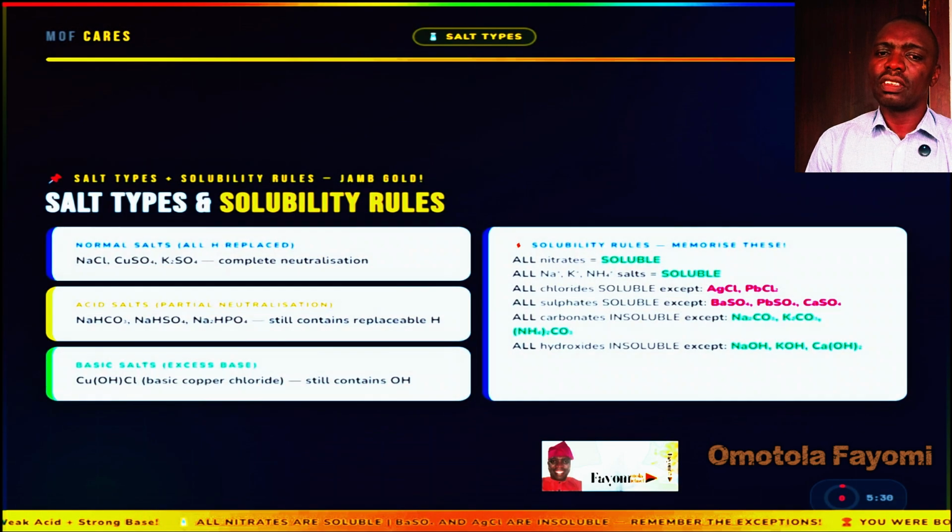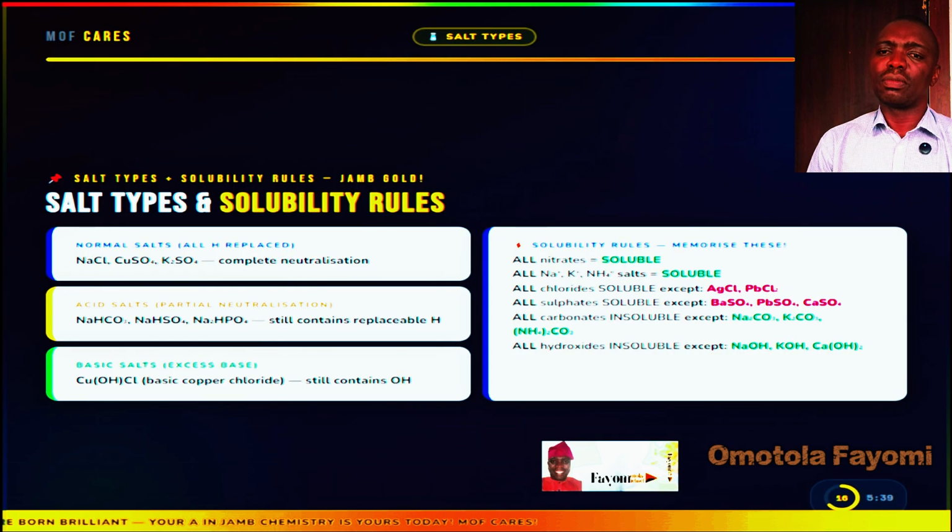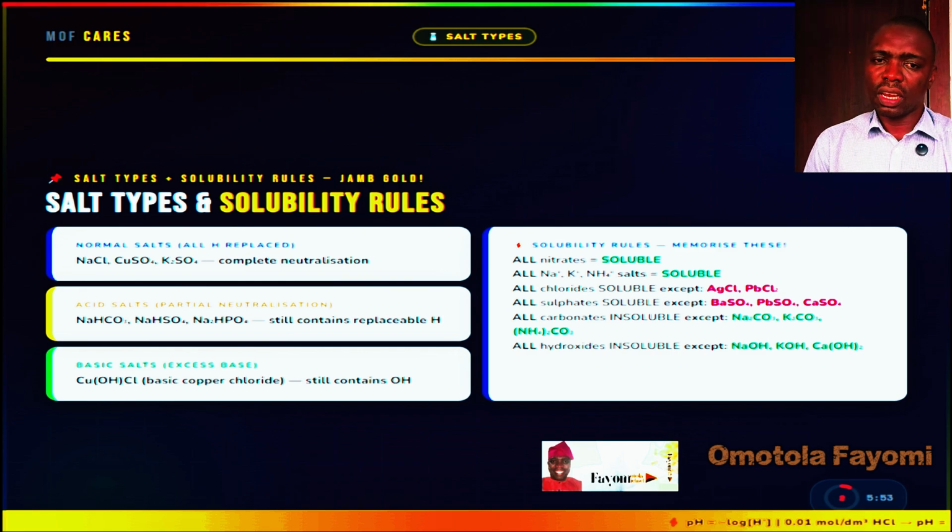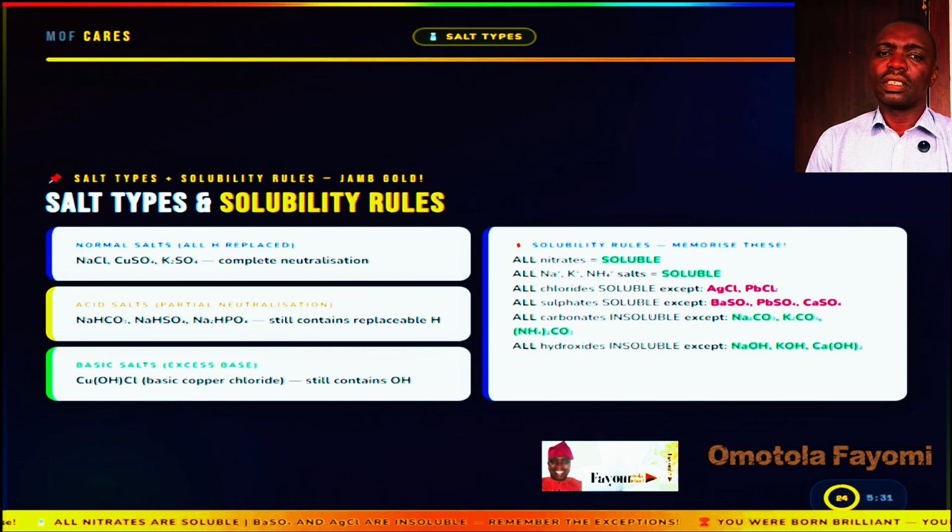Understanding types of salt is straightforward but critical for JAMB questions on salt identification. A normal salt has all the acidic hydrogen atoms replaced by metal ions. Sodium chloride, copper sulfate, potassium sulfate are all normal salts. An acid salt forms when a polybasic acid, one with more than one replaceable hydrogen, is only partially neutralized, like sodium hydrogen carbonate, which is an acid salt because one of the two hydrogens in H2CO3 has been replaced.